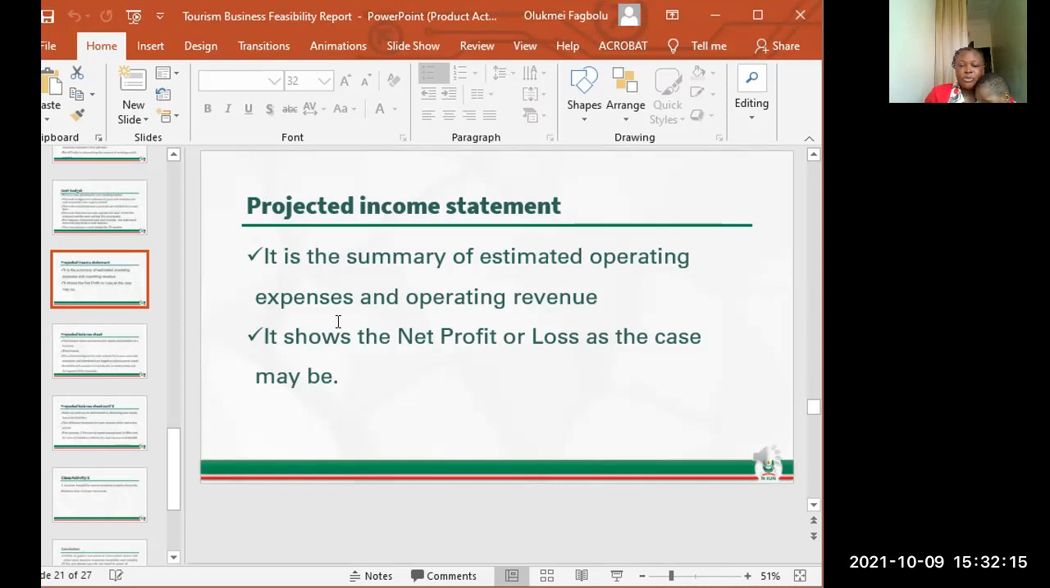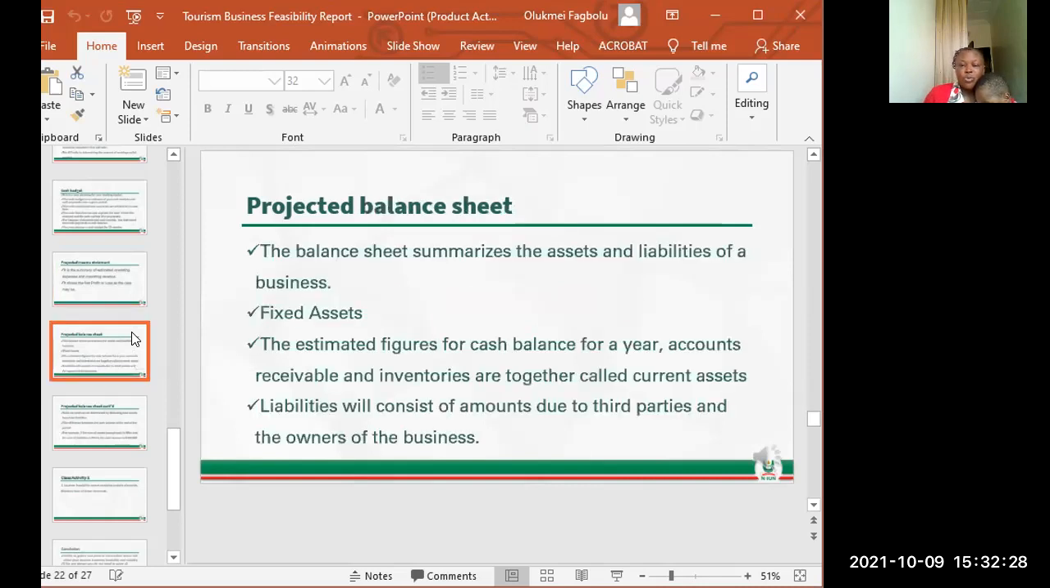Because the essence of conducting a feasibility study and writing a feasibility report is to write what? A business plan, a bankable business plan. The feasibility study and feasibility report will give us a guide when we are writing a business plan. Then the projected balance sheet, that's another section that must appear in the tourism business feasibility report.